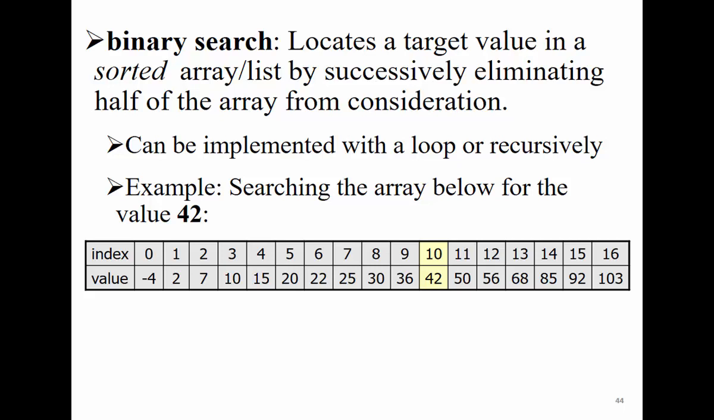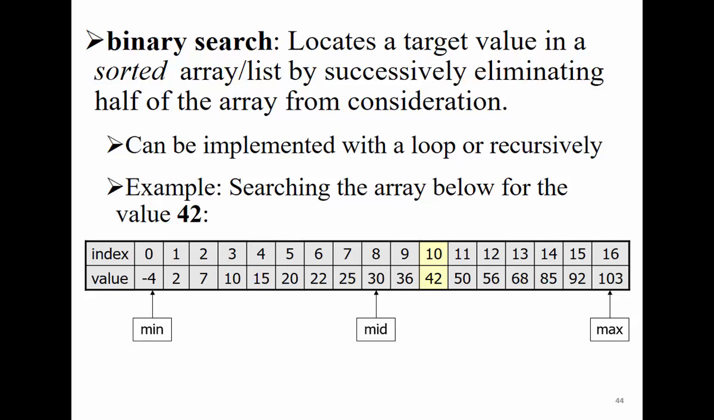So let's say you are looking for the value of 42 and you have an array from 0 to 16, so that means an array of length 17. You will start by putting one index at the minimum, at index 0, and one index at the maximum, at 16. Then 0 plus 16 divided by 2, you take the ceiling or the floor to find the middle. Then you put the index at 8.